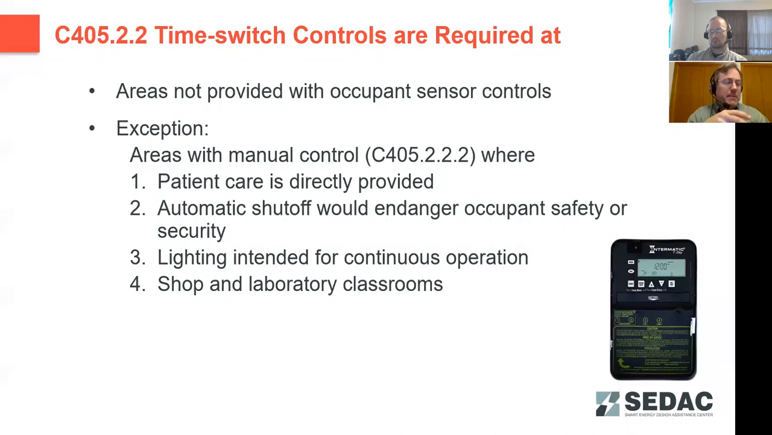Another frequent exception is for occupant safety and security. And then time switch controls would not make logical sense for lighting intended for continuous operation. And again, this fourth point is very similar to the second one, shop and laboratory classrooms. Again, an automatic shutoff in these locations would potentially endanger occupant safety and security.